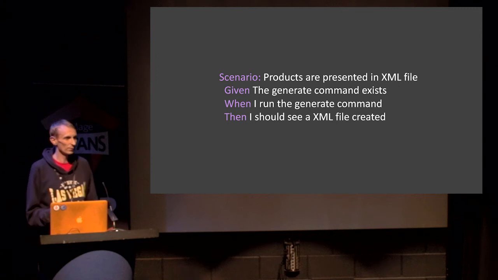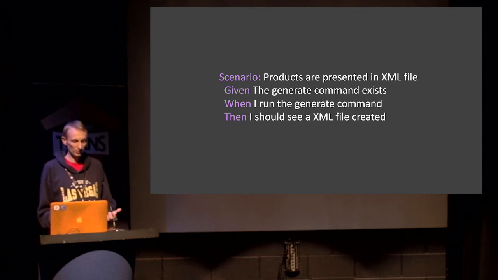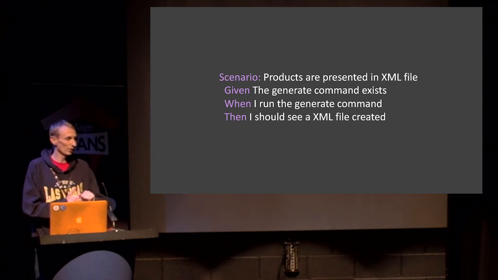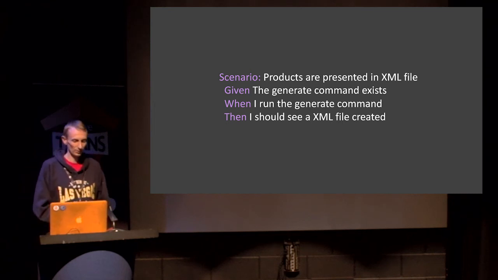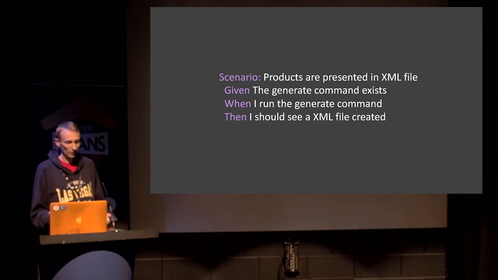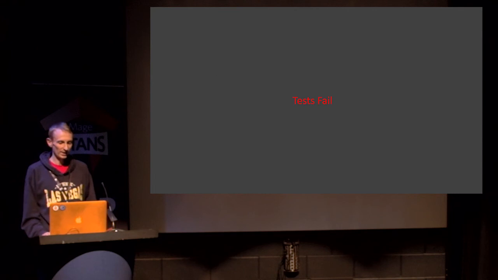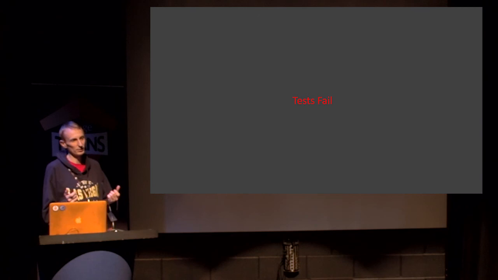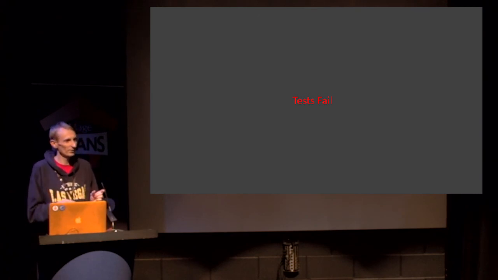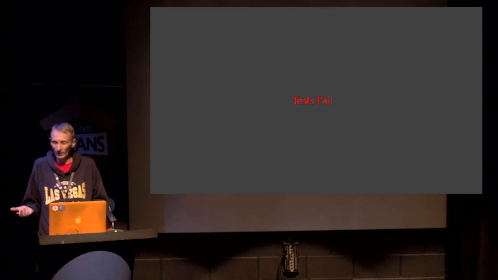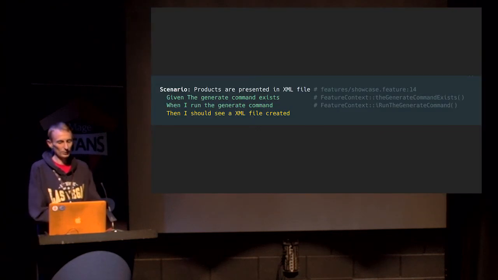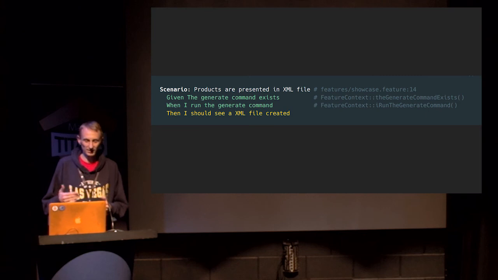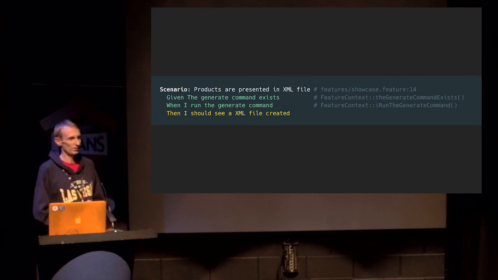But because we wanted to consider how XML could be generated, we write another scenario. So this time the products are represented in XML format. Given that the generate command exists again, when we run the command, this time we should see that an XML file is generated. We run bhat. Funnily enough, our test fails because it isn't generating XML. Our assertion step is making sure that a CSV file exists, whereas actually we want to see if an XML file's there. But bhat tells us that we need to implement that step, so it gives us a pending definition, which is what the orange stands for.